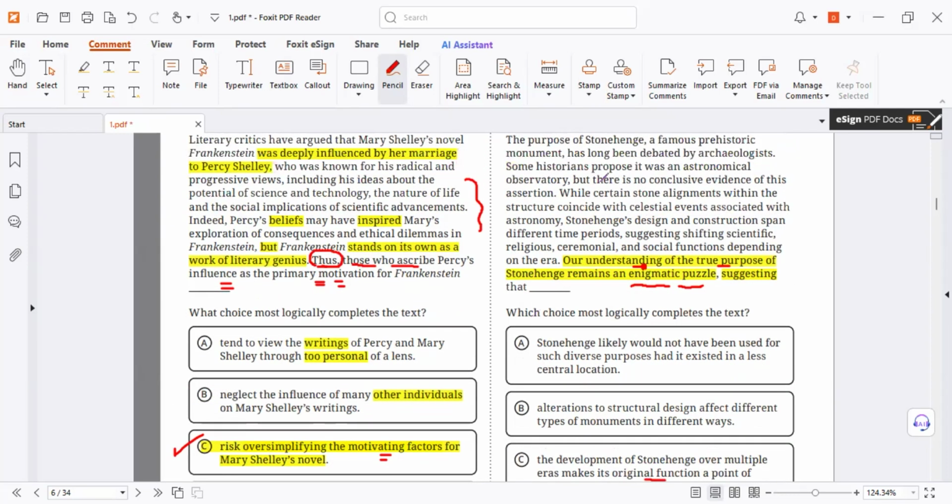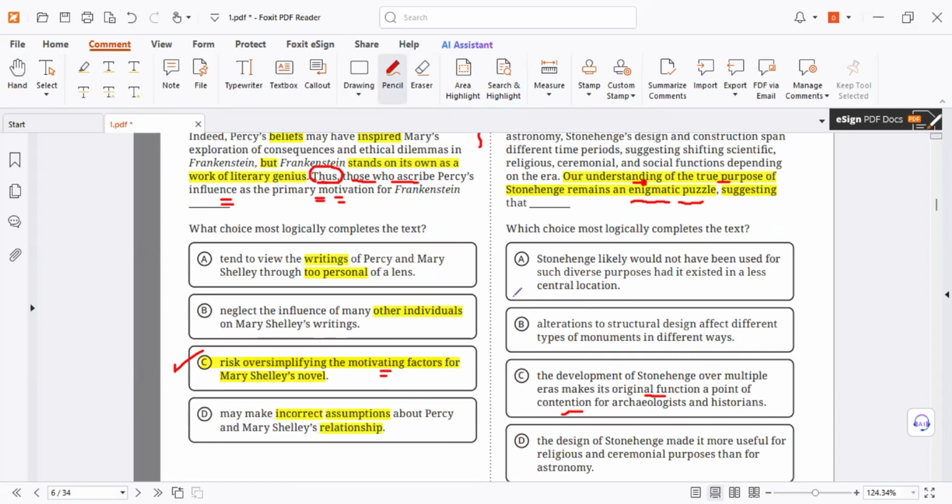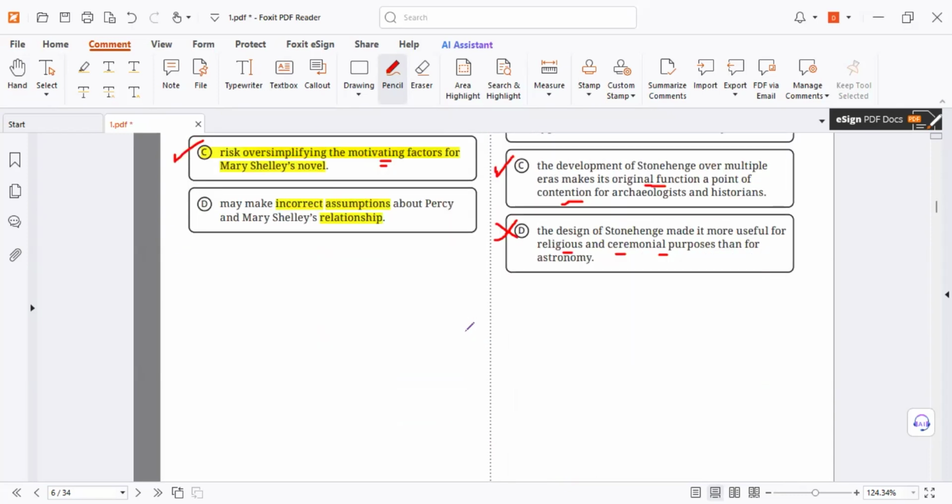And he said here, there is no conclusive evidence of this assertion. Imagine, but that's a great improvement. Yes, B. So that is right. Of course, we are not talking about that in the last one because this is suggesting. What is suggesting this idea? So we're talking about understanding the purpose. So don't mention anything else like used for religious or ceremonial. So out of question target. So letter C. Let's try next.